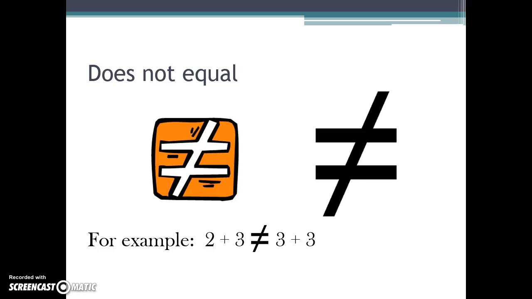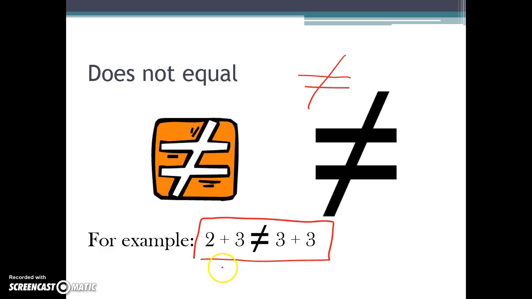Now here's something that may be new to you. The symbol does not equal. Basically, we've got our equal sign and we put a slash through it. So a statement like this, 2 plus 3, that's 5. 3 plus 3 is 6. We know that 5 does not equal 6, and we would use the does not equal sign.